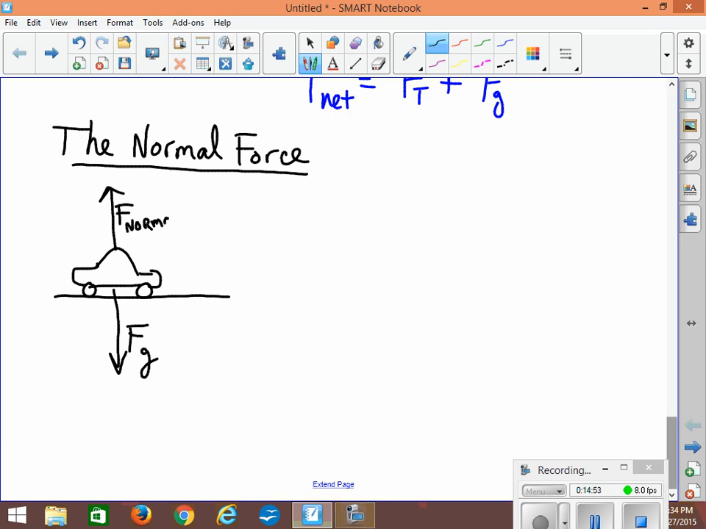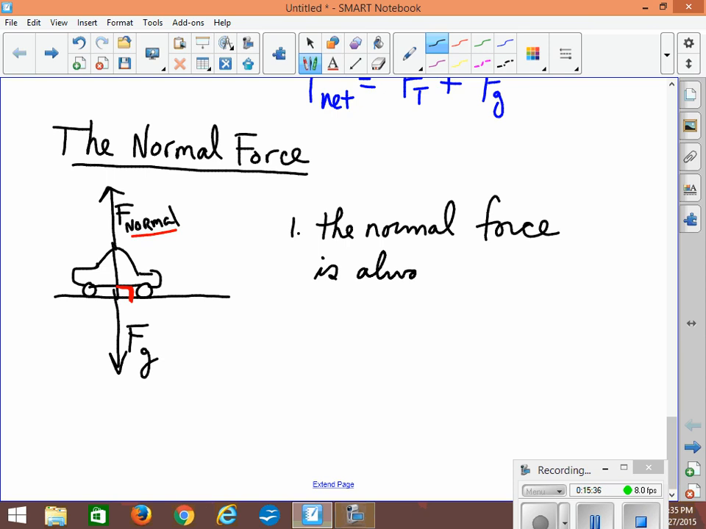Now, if you remember math, you may have heard that the word normal in math doesn't mean abnormal or psychotic or crazy. The word normal means perpendicular. And if you look at this force right here that I've drawn, you can see that it's perpendicular, which means at 90 degrees to the ground. So that's why we use the word normal. It means a force that is perpendicular to a surface. So the first thing we learn about the normal force is that it is perpendicular to the surface. In other words, you need a surface to have a normal force.